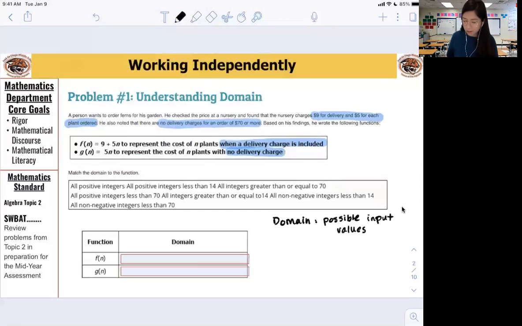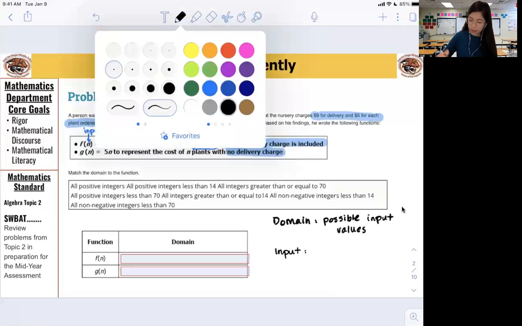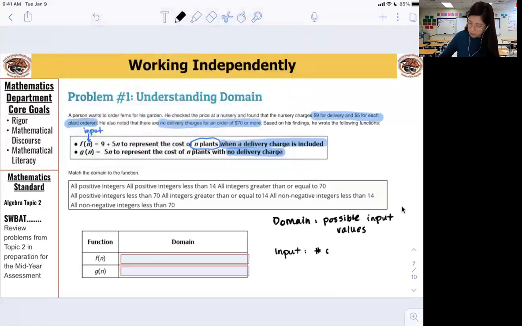And in this case, we have to figure out what the input represents. I know, because I have function notation, that the input is my variable n. That's my input. And I know from reading that n represents the number of plants. So my input is the number of plants, which is the letter n. Then I have these 2 functions. So I know that f of n represents how many plants you can buy with a delivery charge.